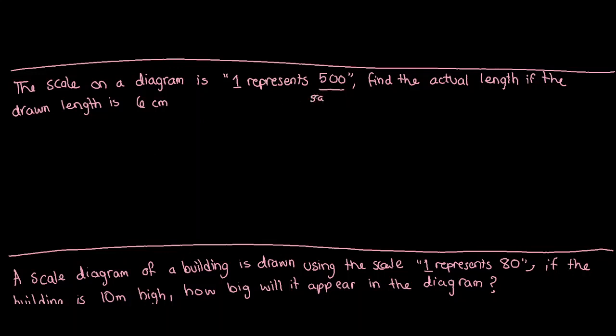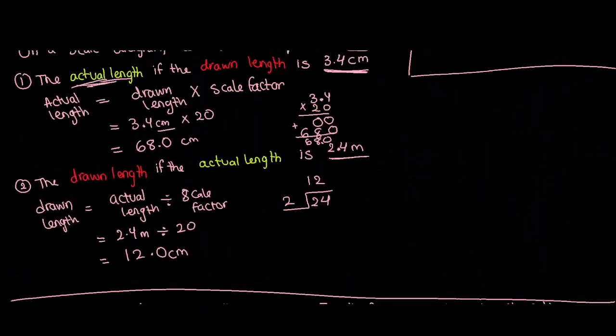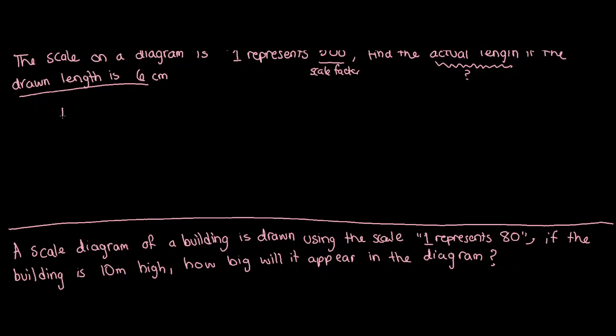I'll write that down. And we have the drawn length here. And they are asking for the actual length. I'll put a question mark. What is the equation that we used? Let's go upstairs. Actual length equals drawn length times the scale factor. Write that down again. Actual length equals the drawn length times the scale factor.